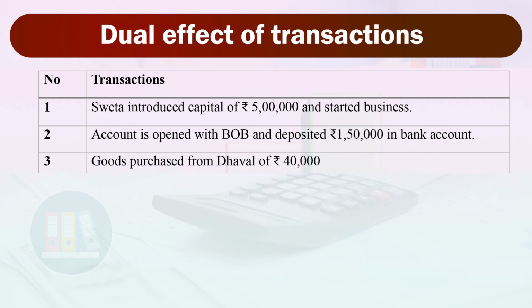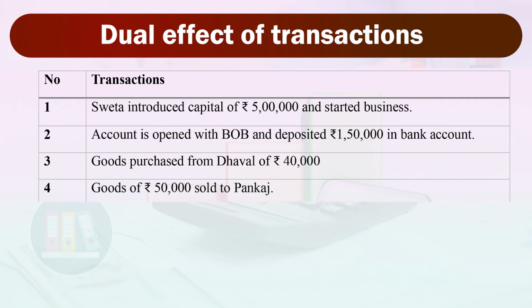The third transaction is goods purchased from Dhawal for rupees 40,000. This particular transaction is related with the credit purchase, as the name Dhawal is mentioned and there is no mention of the word cash. The fourth transaction is goods of rupees 50,000 sold to Pankaj. Again in this transaction the name is mentioned, but the word cash is not mentioned. So, we can say it is a transaction of credit sales of goods.